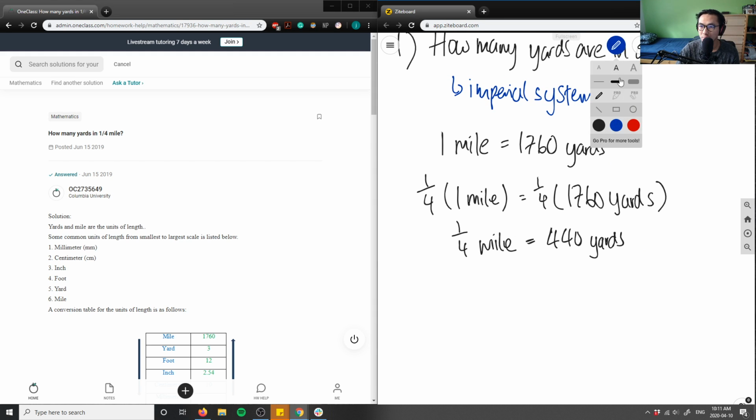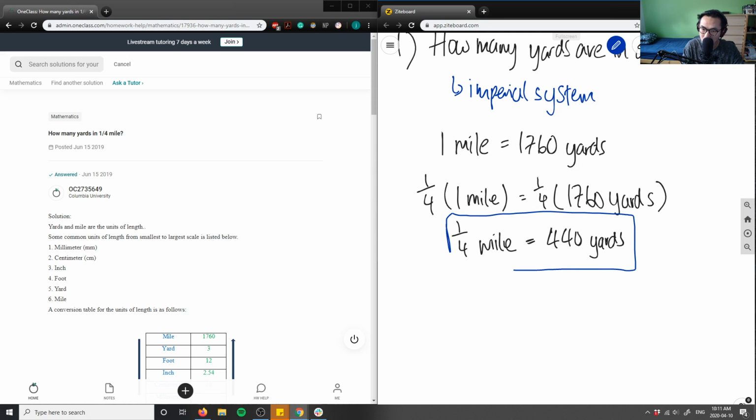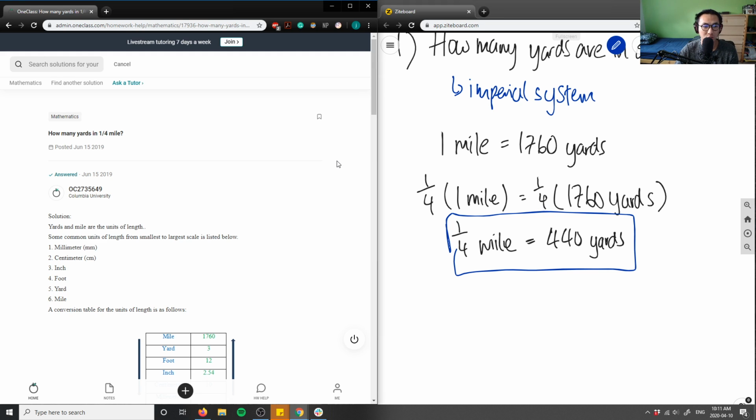And I'm going to highlight this in blue. And what we're going to do now is we have our solution. We're going to check it with this student's solution. It comes from Columbia University. So very, very well-known university here. So we have our answer, 1/4 mile equals 440 yards. And what we're going to do is scroll this solution.